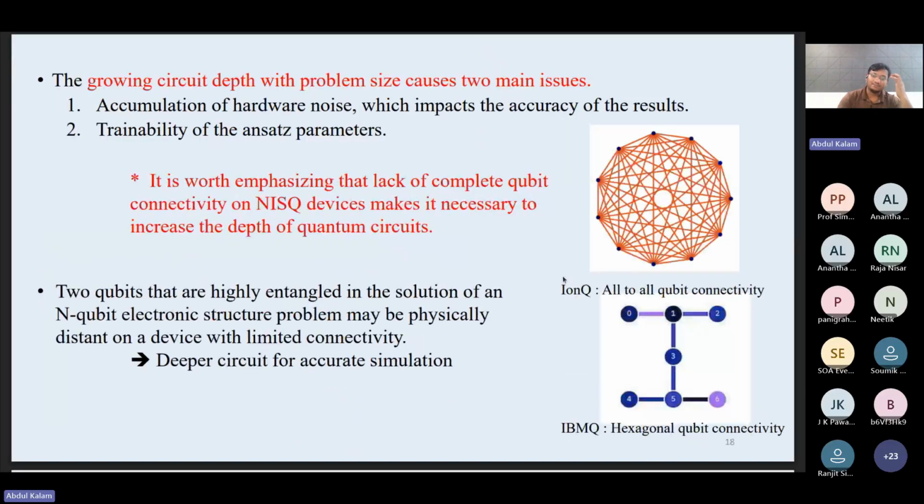And the devices that we have nowadays, the IBM hardware, are not all-to-all connected. So in that case, if two qubits are separated by a long distance, then there will be swap operations between them, and the circuit depth can again explode. So we have to keep that in mind also.